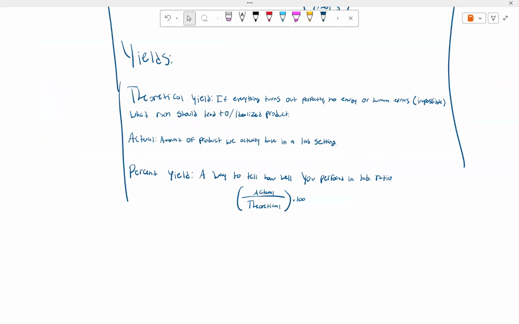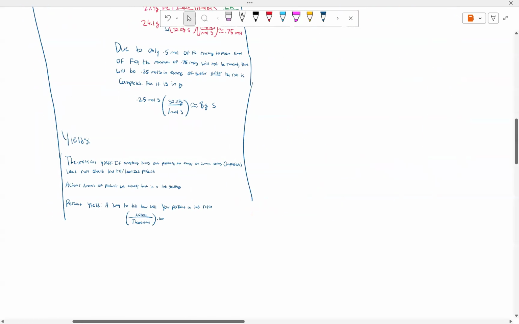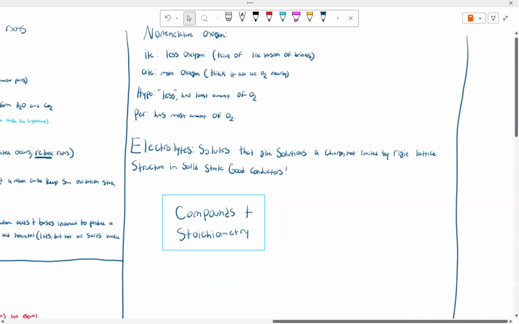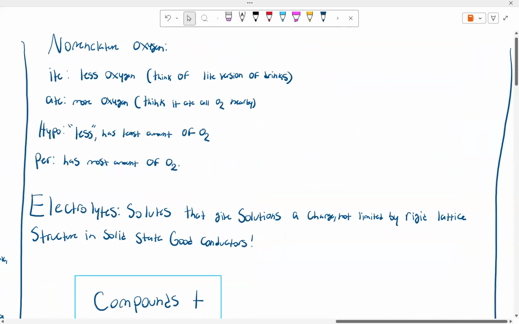Yeah. Over here, if it'll let me scroll, maybe. Come on, OneNote. Some nomenclature for oxygen is you'll have ite, whereas you have less oxygen. So kind of think of it like the light version of drinks, like Bud Light or one of the alcoholic drinks, I guess you could say, or like Coke Light. I don't think there's Coke Light. I don't know, but Sprite Light, maybe.